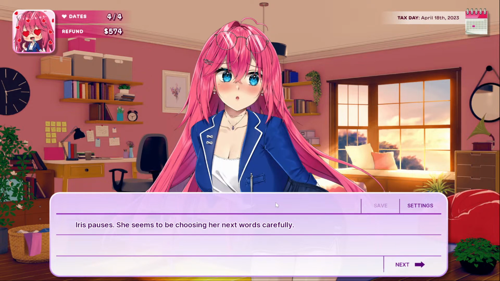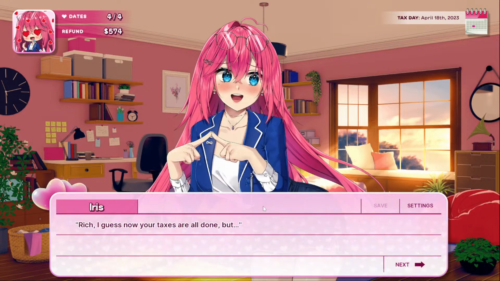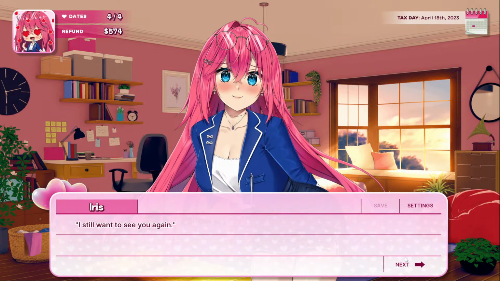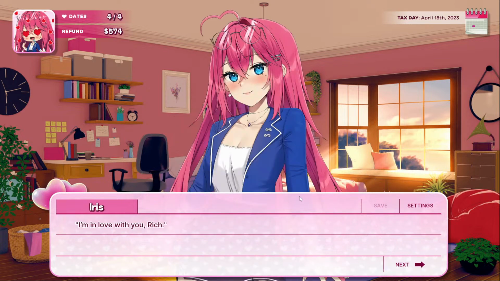Iris pauses. She seems to be choosing her next words carefully. Rich, I guess your taxes are all done, but they want to see you again. What are you gonna do next? Are you gonna apply for my passport next or something? When I got to renew my passport? What? We only know each other for 4 days. You're already in love with me?